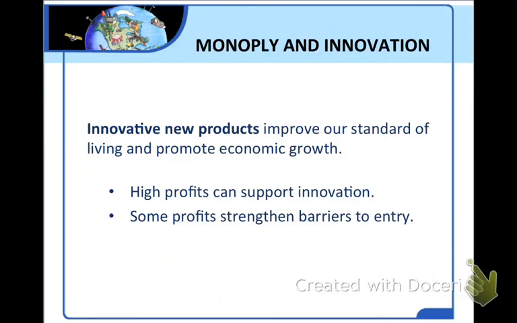On the other hand, we have seen that monopolists have an interest in protecting their monopoly power by thwarting would-be competitors who might offer better products. Some of the profit that could be spent on innovation might be spent on barriers to entry. For example, monopolists can use some of their profit to lobby politicians for protection along the lines of extended patents, limits on competition from other countries, or stricter licensing requirements for competitors.